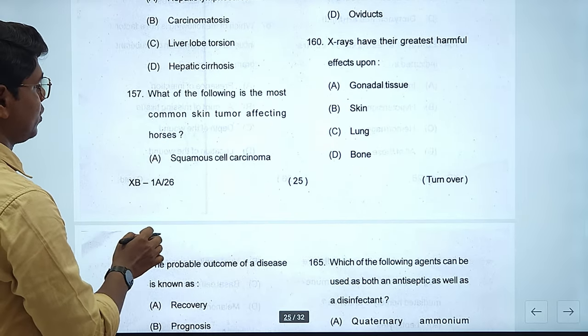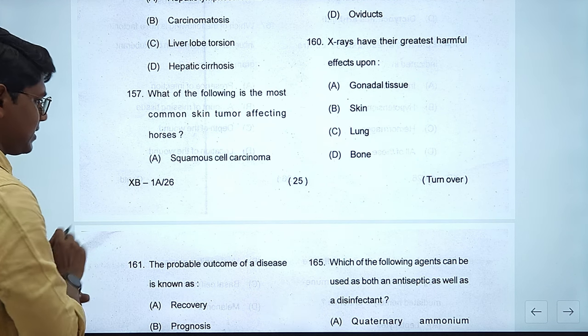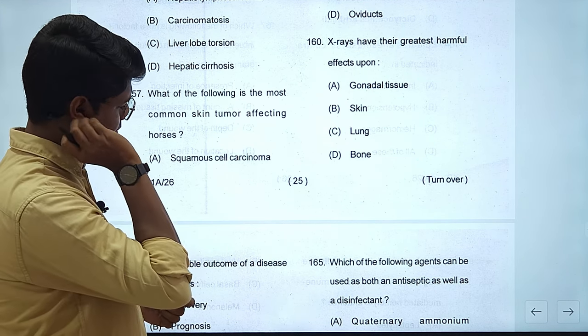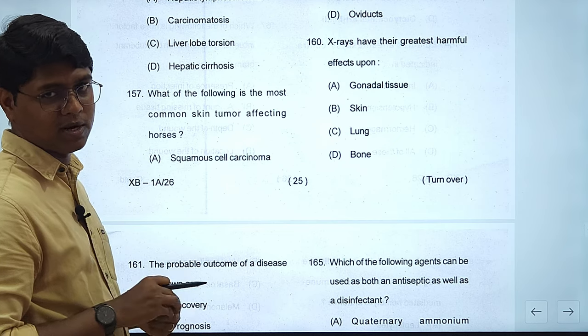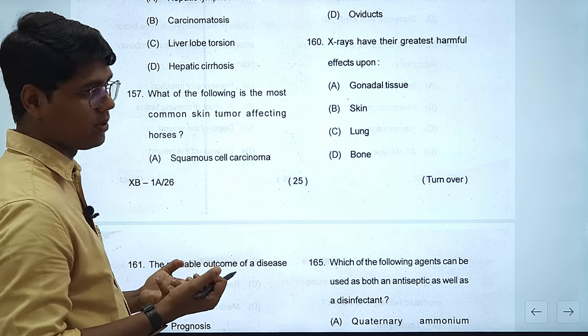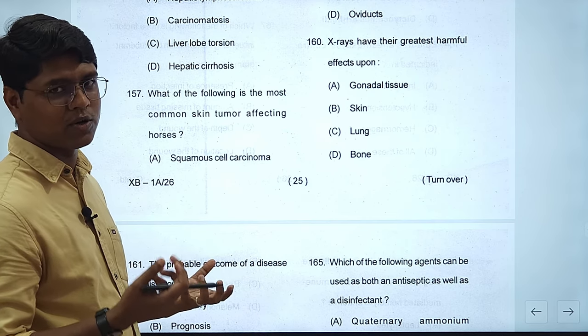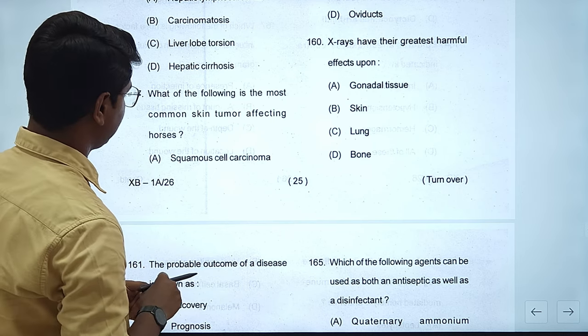Which of the following is the most common skin tumor affecting horses? This also in your key, it is melanoma written, but I was reading an article in MSD Vet manual. I prefer that manual a lot. It's a very good manual. There is an app for that also. You can download it or you can buy the book also, MSD Vet manual.